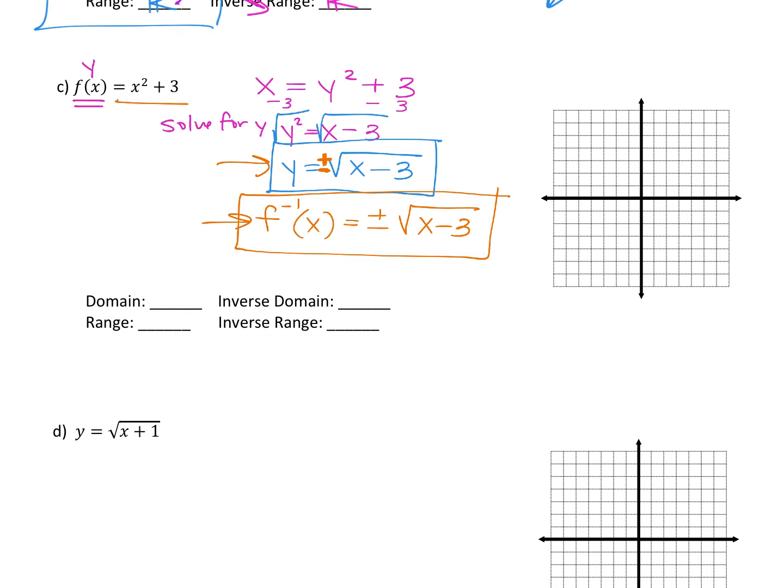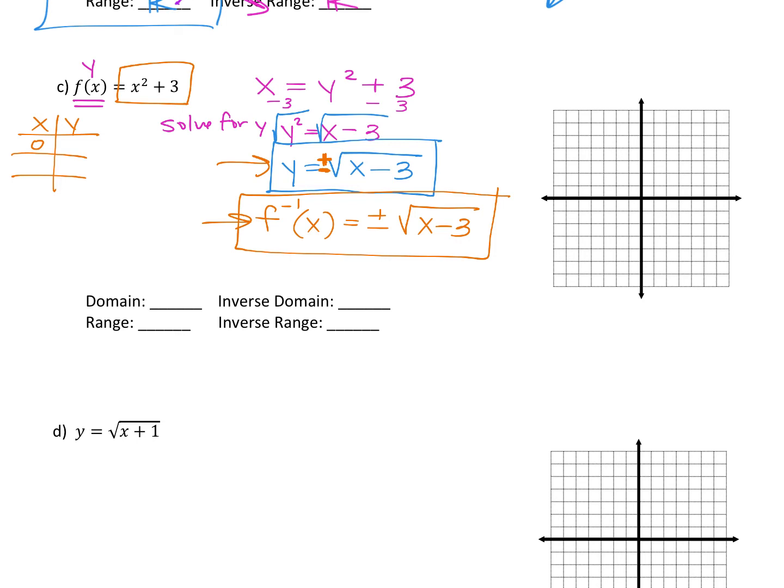What is this? Can anyone tell me what that looks like? X squared plus 3. What's the graph of the original going to look like? A parabola, right. So keep that in mind. This is a parabola that has shifted where? Up 3, okay?